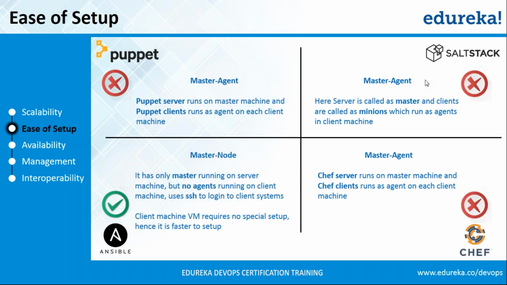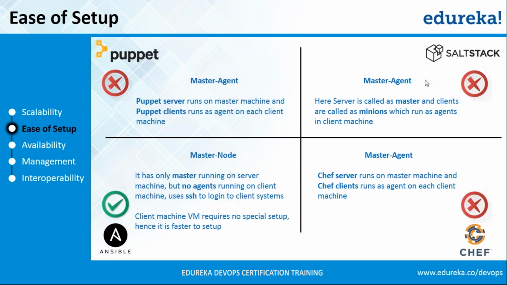And let us move forward and compare the tools on the basis of ease of setup. Over here, I'll add my personal experience, guys, because when I was installing Puppet, Chef, and SaltStack, I faced quite a lot of issues. But when I was installing Ansible, it was just like a cakewalk. Let us focus on each tool one by one. First is Puppet. Puppet has a master agent architecture.